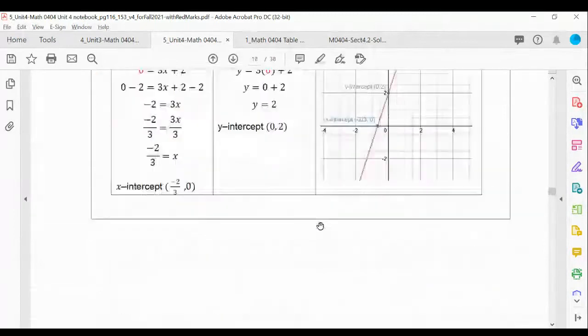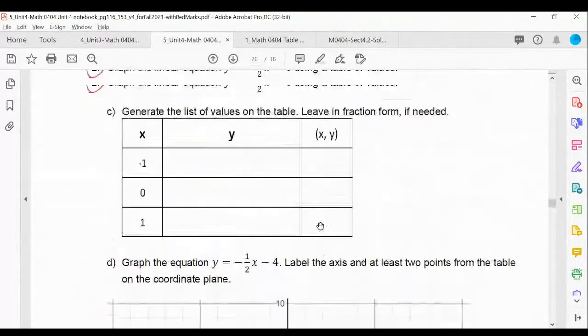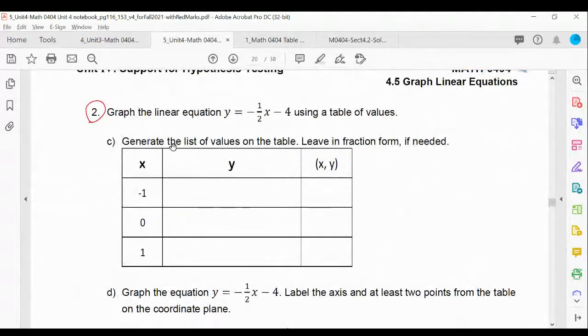So let's try that with one example here. I'm going to move to question number 2. It says graph a linear equation. The equation is y equals -1/2 x minus 4, and we're going to be using a table of values. So this should be parts A and B. Let's do those 2 parts. Let's generate a list of values on the table. Now let's try the given values, -1, 0, and 1.